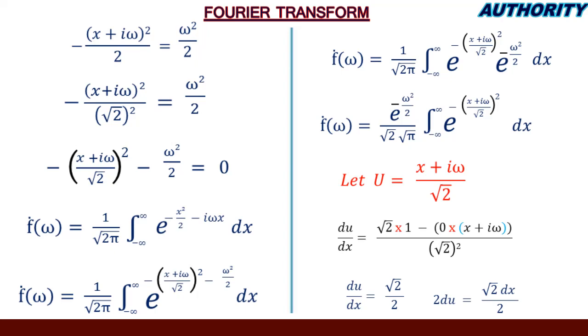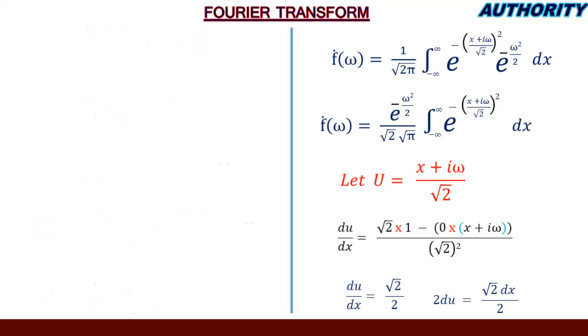Now let's cross multiply. When you cross multiply, we have 2 du is equal to square root of 2 dx. Here we want to make dx the subject, so we divide both sides by square root of 2. When we do so, we see that dx is equal to 2 all over square root of 2 du.